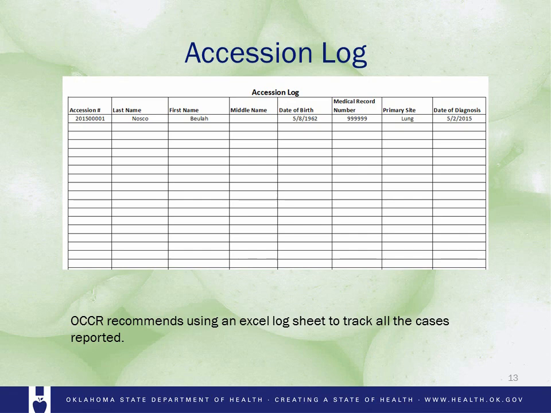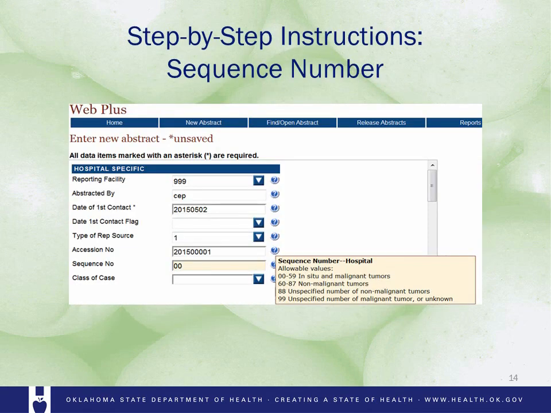This is just a simple Excel spreadsheet with a few fields to identify the case. The OCCR can send you a template, or you can make your own. This is a great way to keep track of assigned accession numbers. Let's look at sequence number.